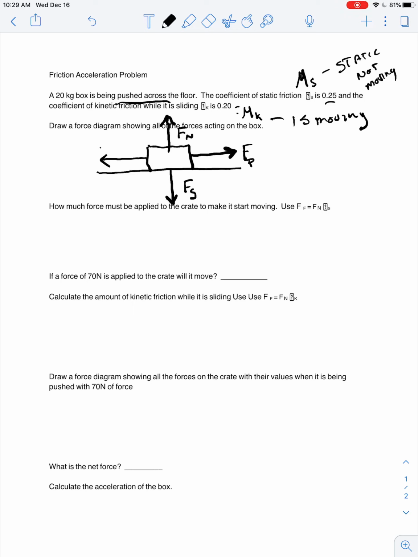And backwards is going to be the force of friction. Okay, so there's our force diagram for that. Question 2: how much force must be applied to the crate to make it start moving?